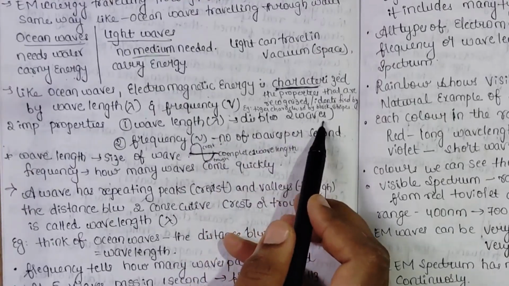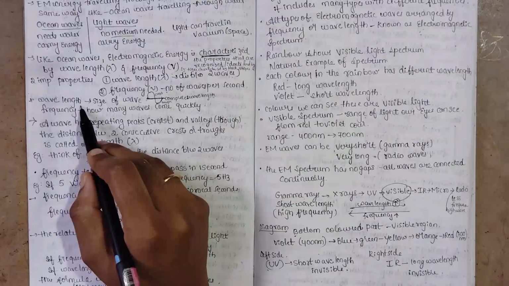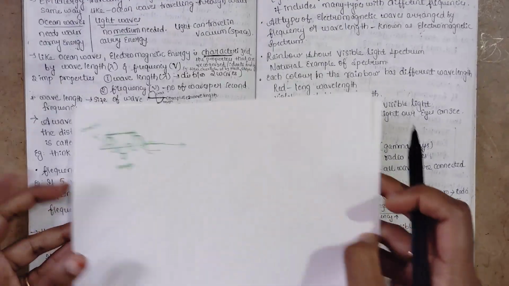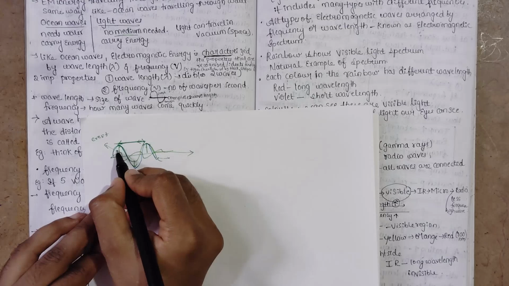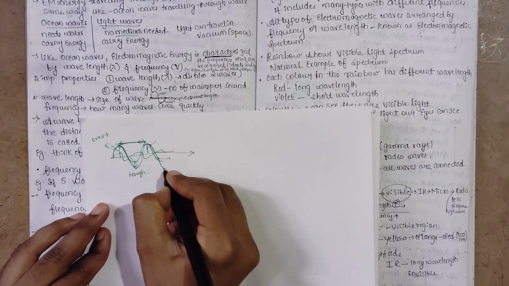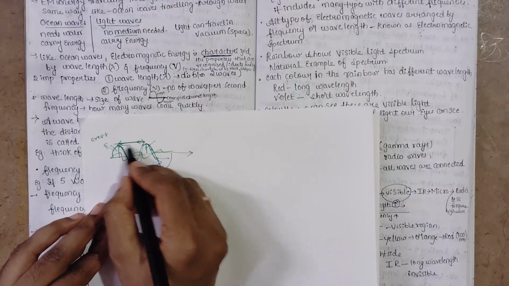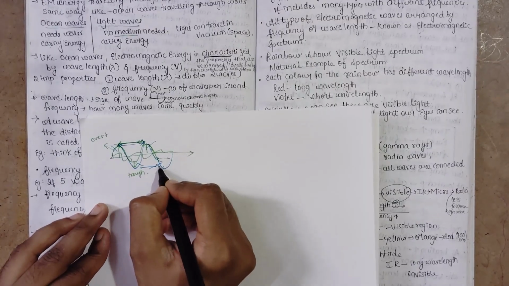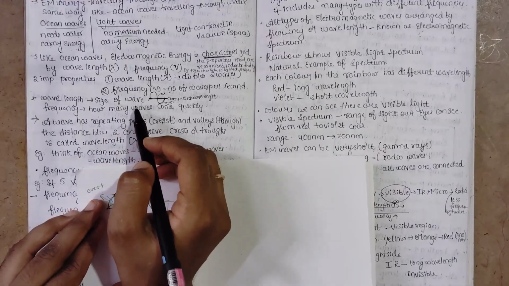Wavelength means the distance between the two waves. Frequency is the number of waves per second. Wavelength is the size of the wave. Means this is the wave. The distance between these crests, and these are the troughs. The distance between two crests or the distance between two troughs is the wavelength. That is the size of the wave.